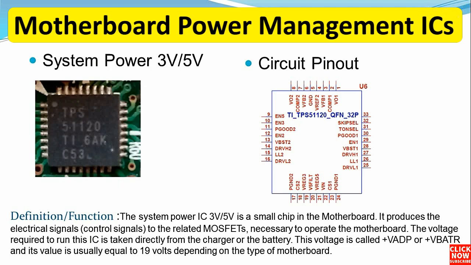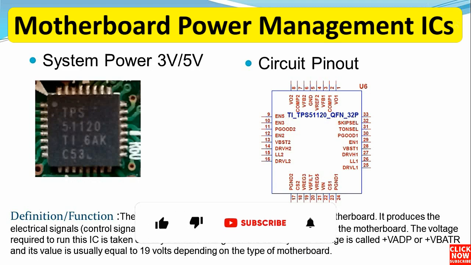This type of IC is responsible in the motherboard for generating the 3 volts always and plus 5 volts always. These two voltages are very important voltages in the motherboard. And of course, these voltages are present in the motherboard even if you didn't press the power button. You can check whether these voltages are present or not at the inductors.